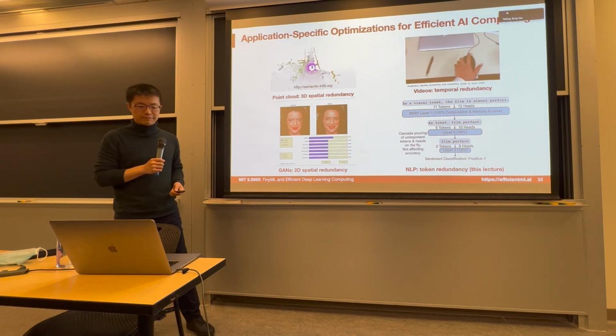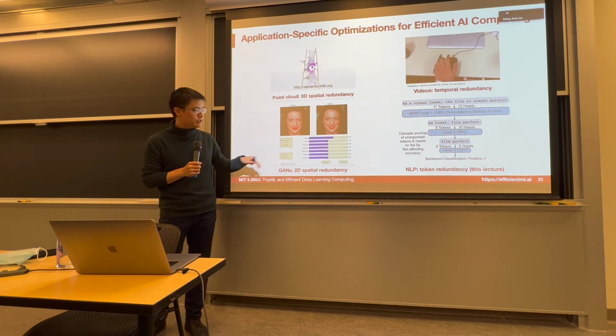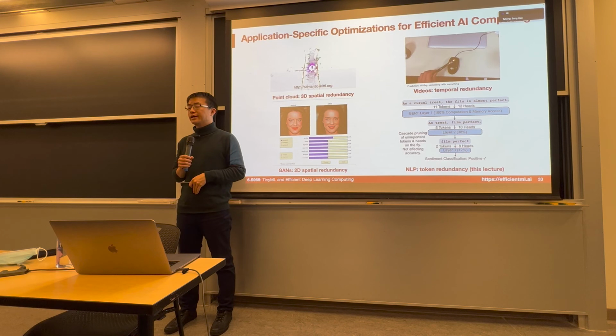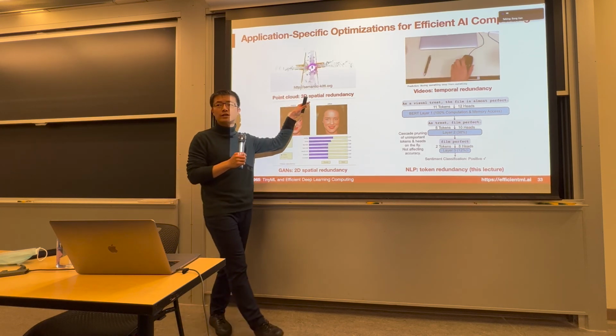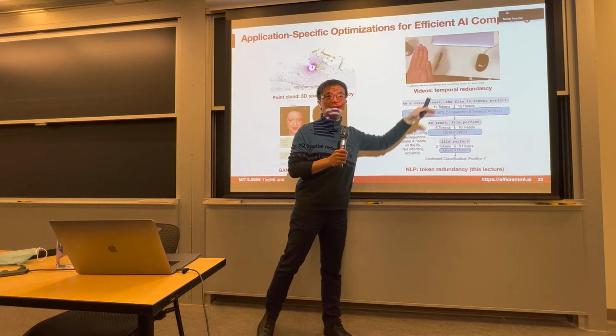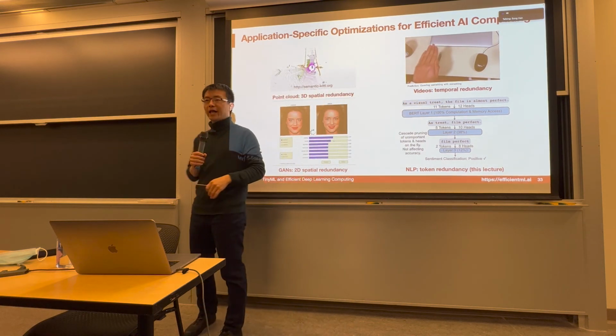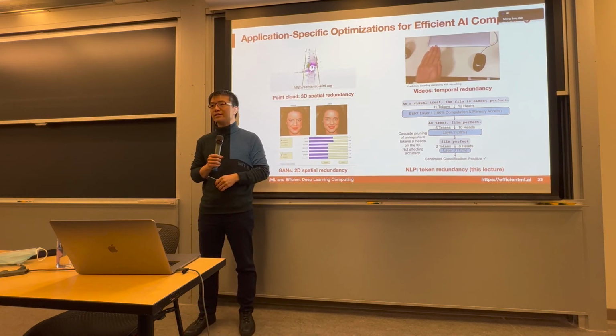Okay, all right. So that concludes our third part, the generative models. Okay. So in summary, 3D spatial redundancy for point clouds, temporal redundancy for videos, and also 2D spatial redundancy for GANs. And also the data efficiency is another perspective we can optimize.